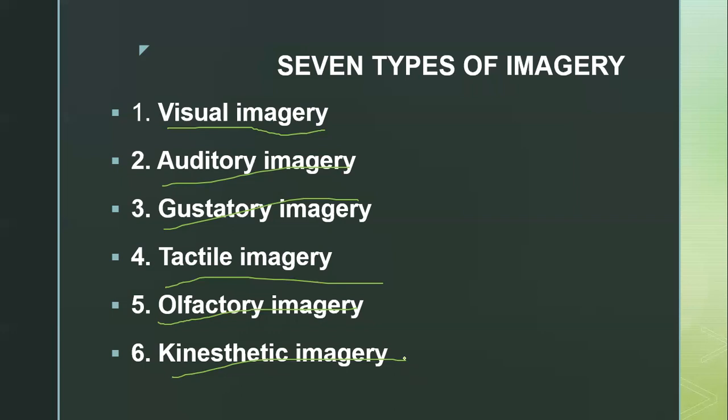So we have here the example of Robert Frost, his poem entitled "Birches." So let's try to read it. This is an example of organic imagery.